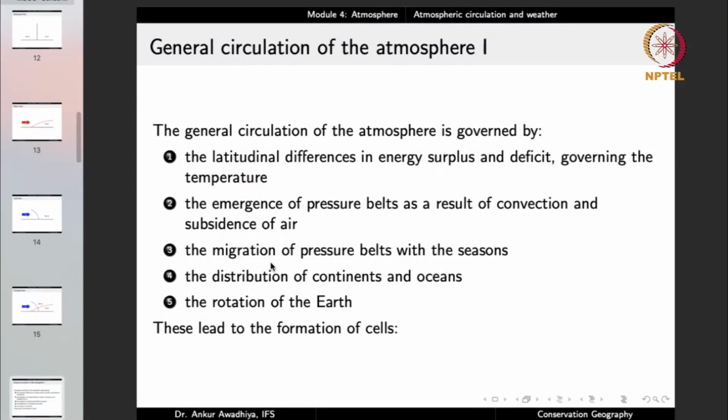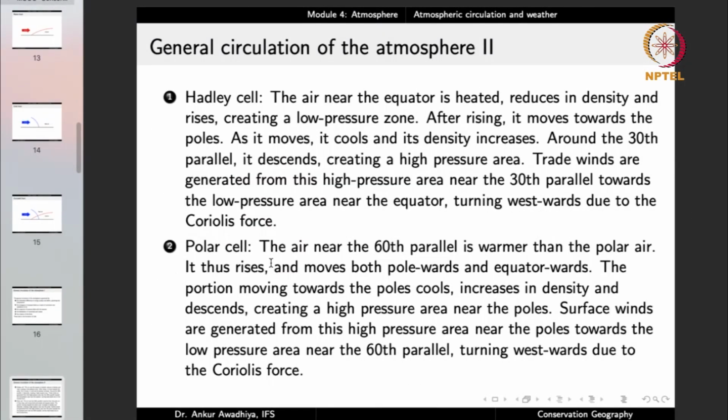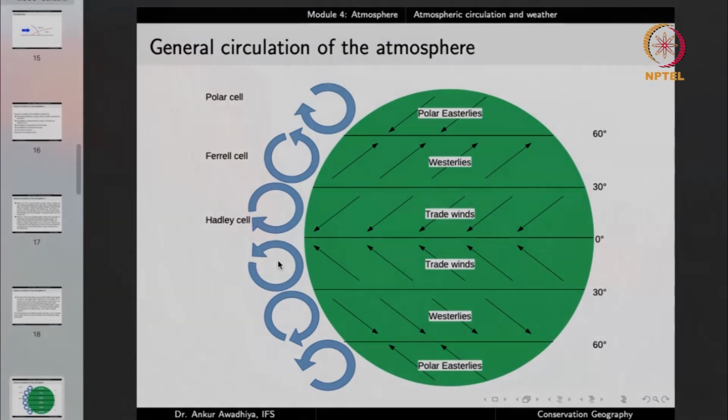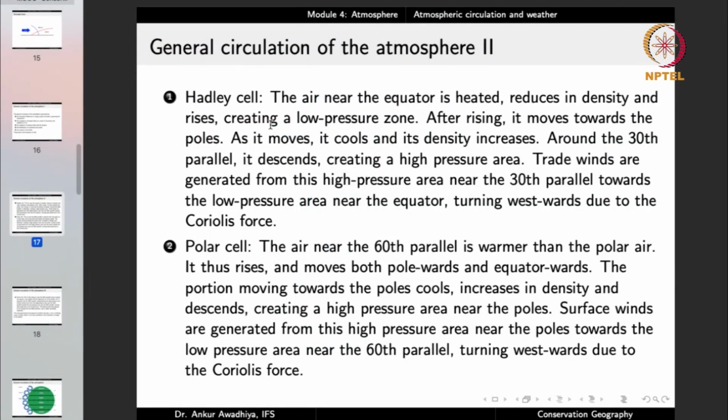Now because of these, we have the formation of cells, and there are three cells that are important. So we have the Hadley cell. The air near the equator gets heated, reduces in density and rises, creating a low pressure zone. So what we are talking about here is that near the equator, the air is getting heated because this area is typically receiving the maximum amount of insolation. Because of this heating, the air moves upwards. So we have this movement upwards, and after rising it moves towards the poles.